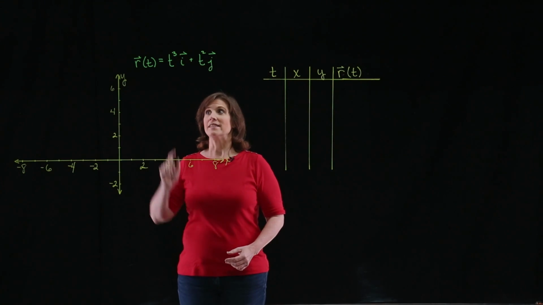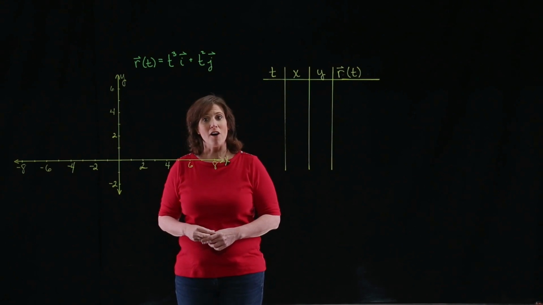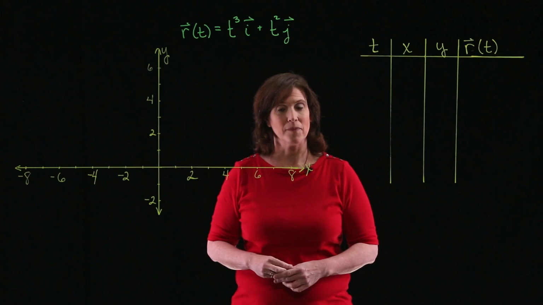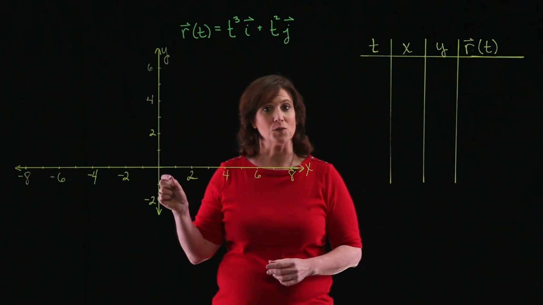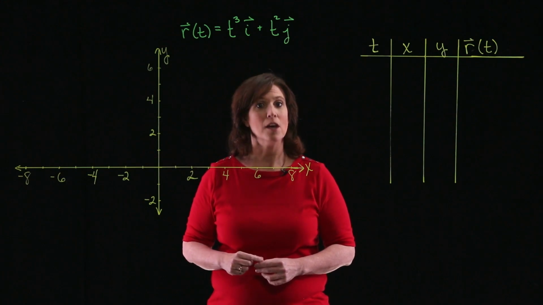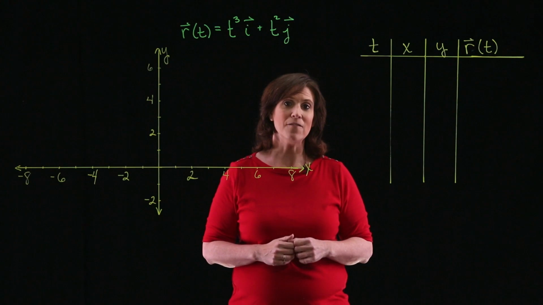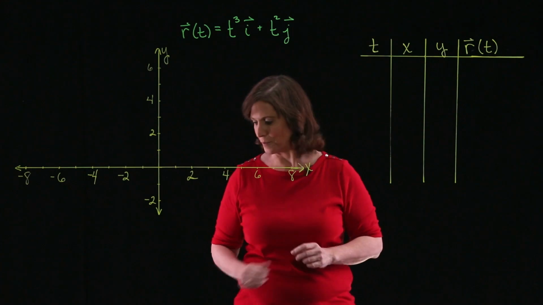Now, if you think about this, every time I plug a value in for t, my vector valued function r is going to create a vector. The tips of those vectors, when they're in standard position, will trace out the shape of a curve. So what we're going to do is try some sample points for t and see how those tips move.